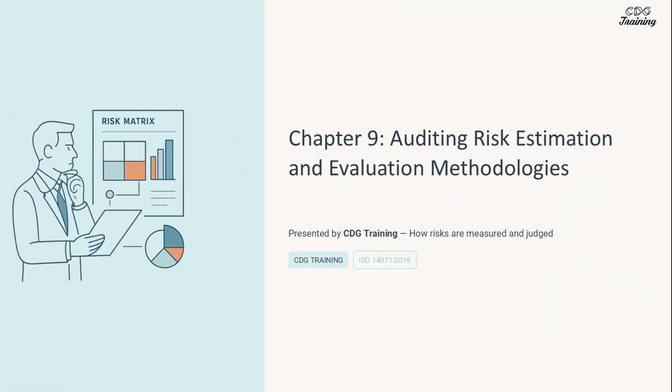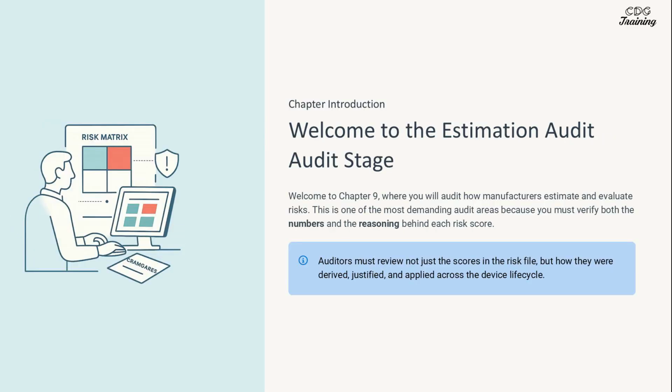Welcome to Chapter 9, where we delve into the methodologies for auditing risk estimation and evaluation. This chapter is crucial for understanding how risks are measured and judged. In this chapter, you'll learn how to audit the estimation and evaluation of risks by manufacturers. It's a demanding process that requires verifying both the numbers and the reasoning behind each risk score.